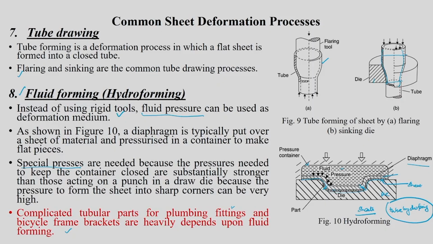Say for example, you make one tube, you make another tube, and then you go for welding wherever you want to assemble. So the main advantage here is you avoid post forming processes like welding. That is one important advantage of fluid forming or hydroforming. It could be sheet hydroforming or tube hydroforming.